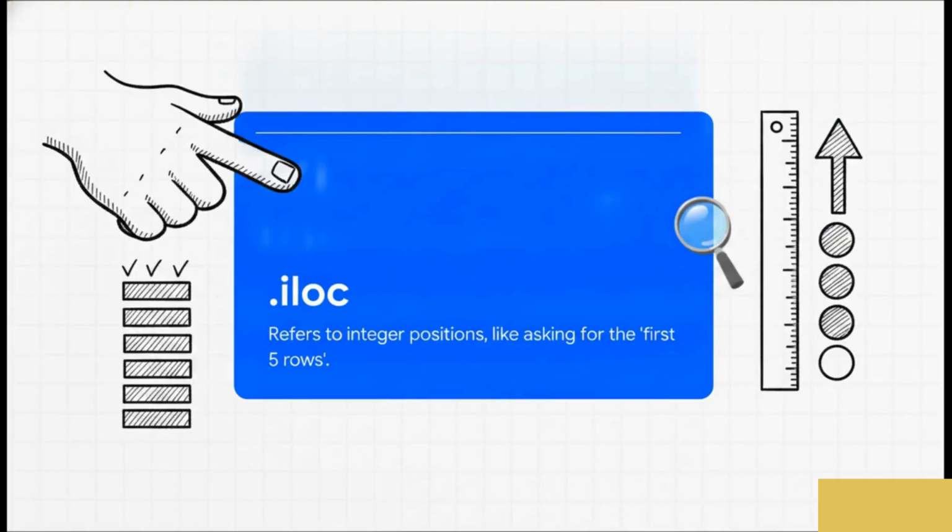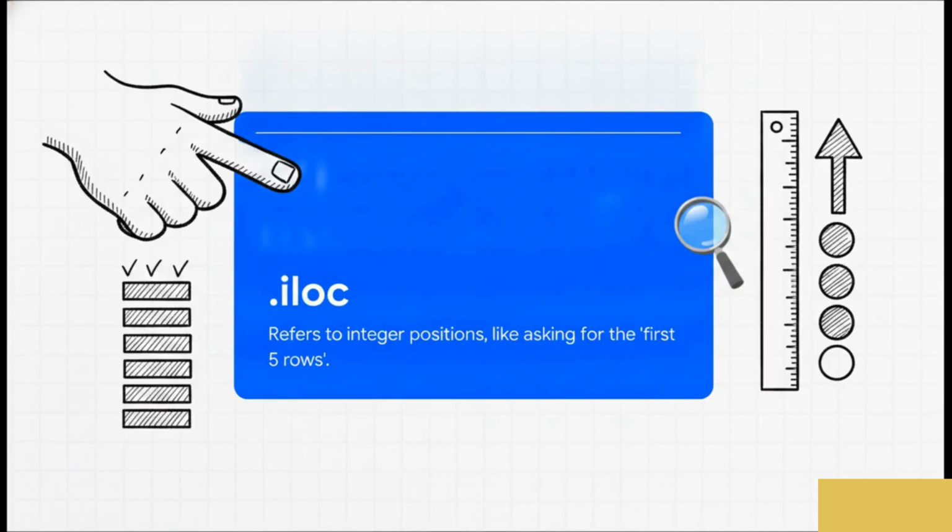Now, in direct contrast to that, we have .iloc. The I stands for integer location. You use .iloc when you are referring strictly to physical positions in the dataset. Imagine just pointing at your screen and saying, hey, give me the first 5 rows, completely regardless of what the label of that index actually says. It really doesn't matter if the row is labeled apples or row Z. If it's physically sitting in the number 1, 2, or 3 spot, .iloc is going to find it based purely on that numerical position.